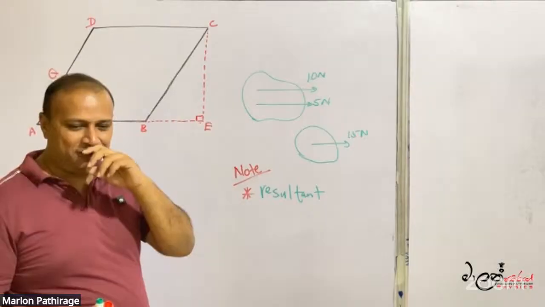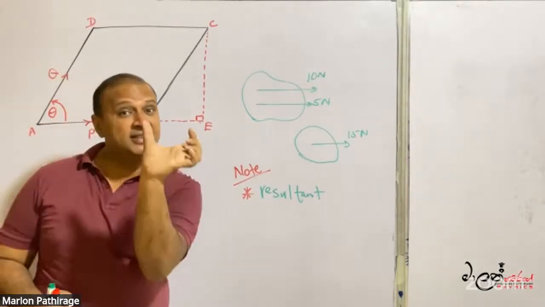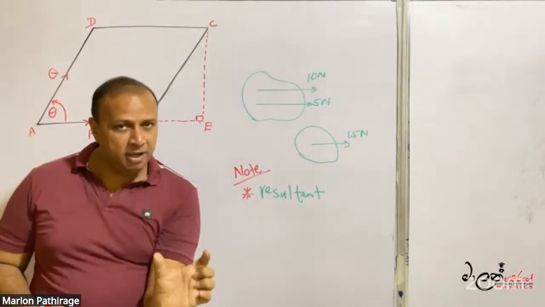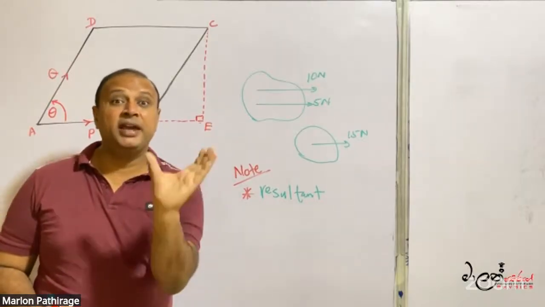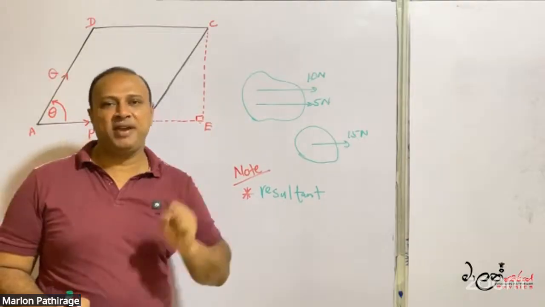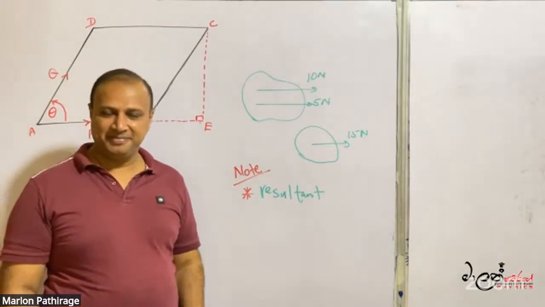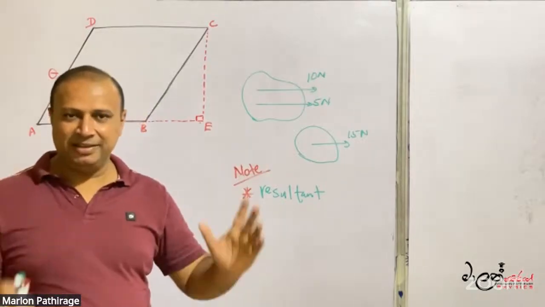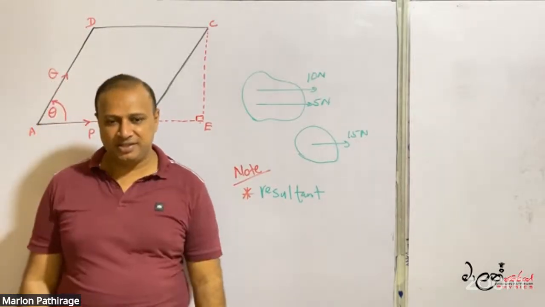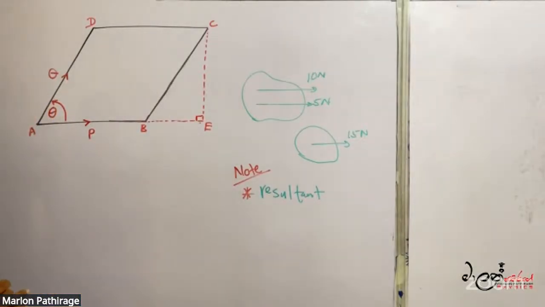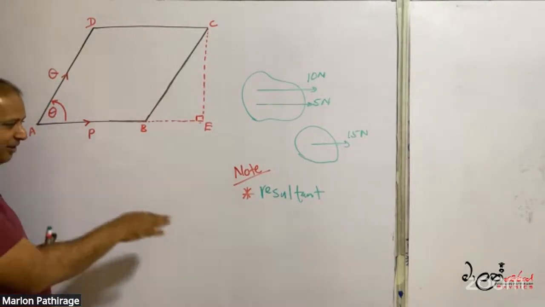Therefore, the resultant vector is the single vector that can replace, or give the same end result as, a vector system. Is that clear? If you get the term, please raise your hand. Okay. Write that down.